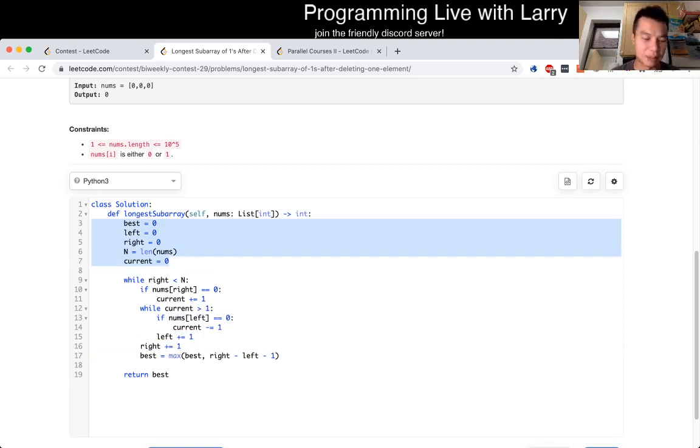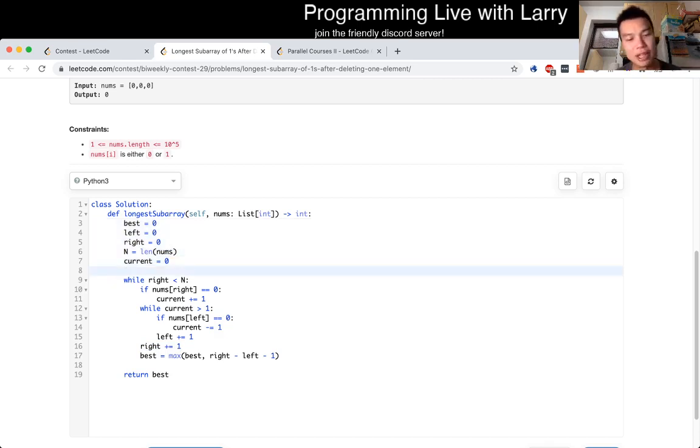We use O(1) extra space, so this should be pretty good. Yeah, so this is O(n) time, O(1) space. A sliding window is pretty important. It comes up all the time in interviews, and at least for LeetCode competitive programming contests. So definitely practice it.